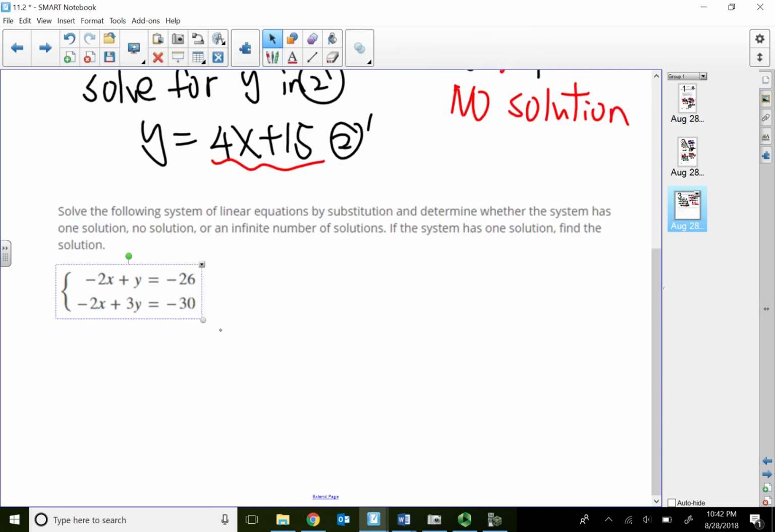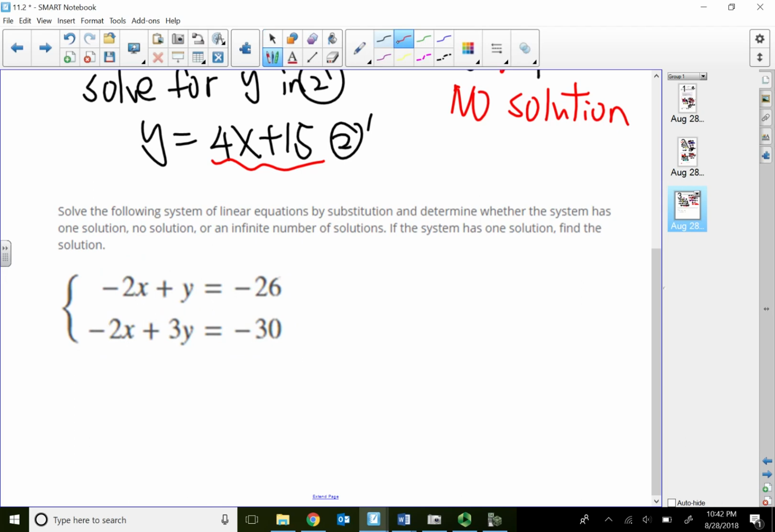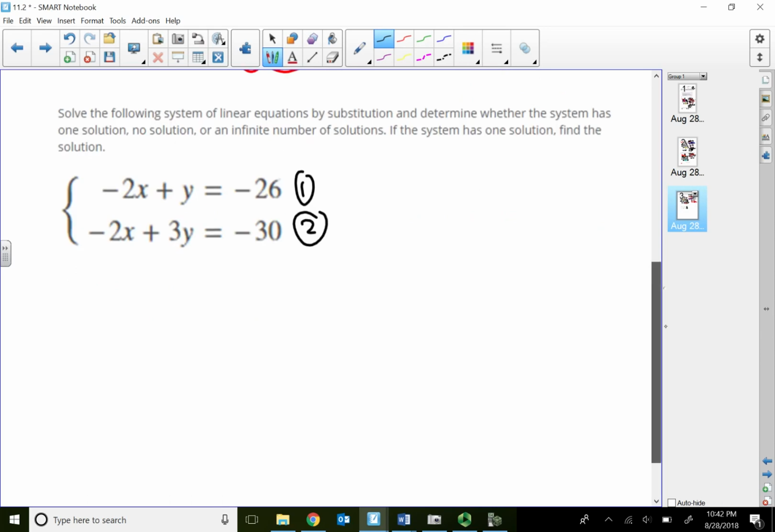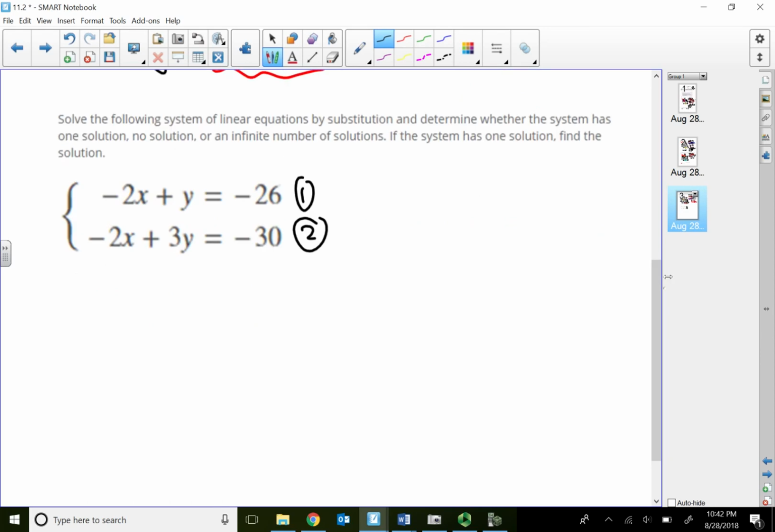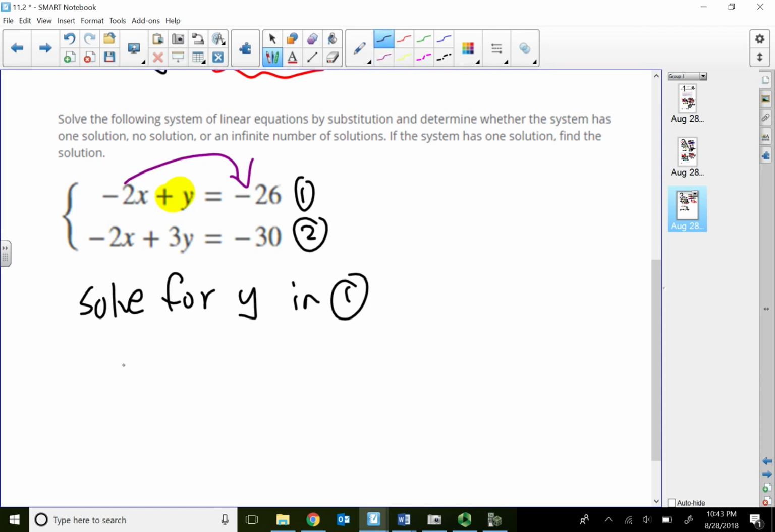All right, let's see what happened with this one. Now this one, the first equation, none of the three terms can be reduced. The second one, none of the three things can be reduced. So this is a very classic substitution problem where one of the variables has coefficient 1. If that's the case, then that's the variable you solve. So we're going to solve for y in the first equation. That means I have to move the negative 2x over. So that will say y equals positive 2x minus 26.